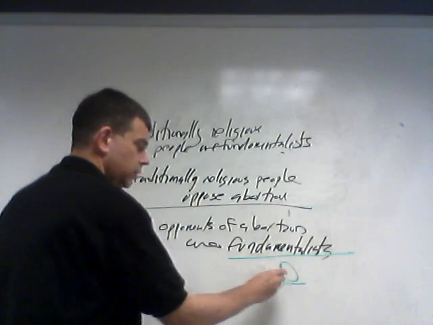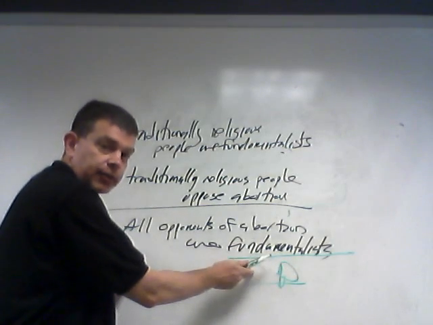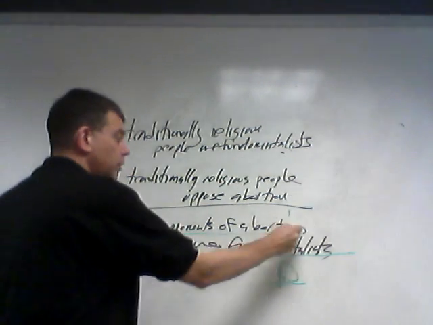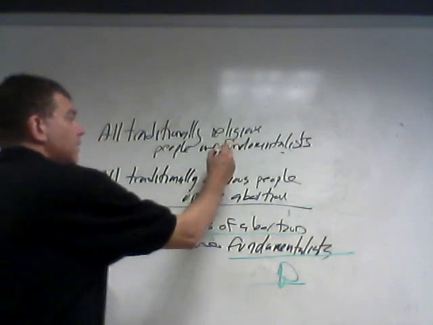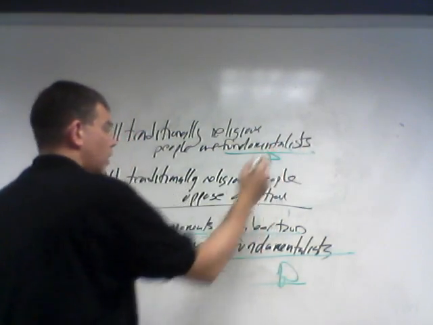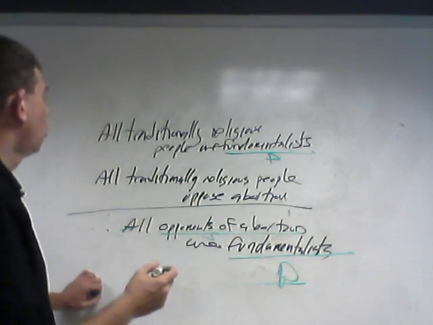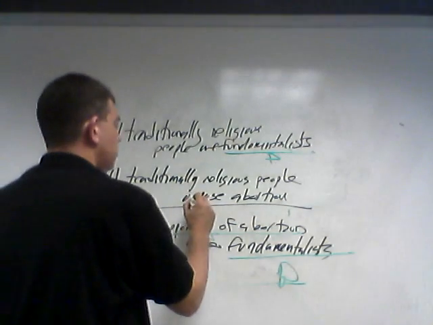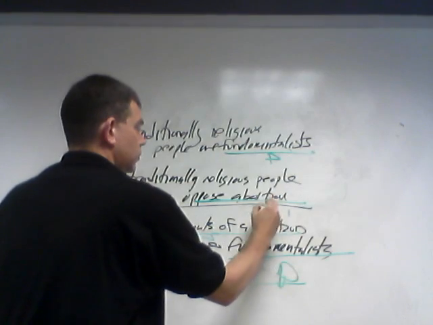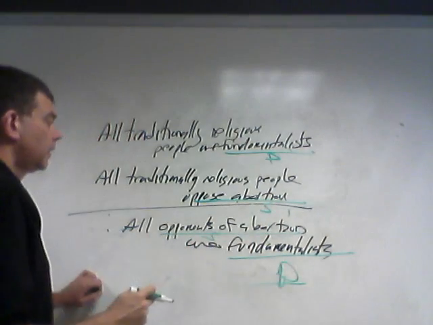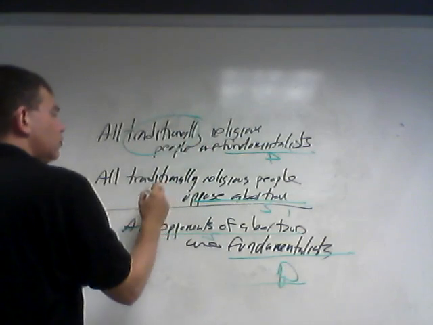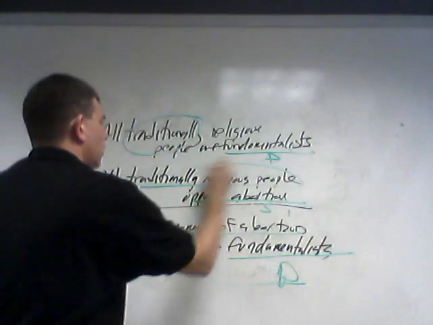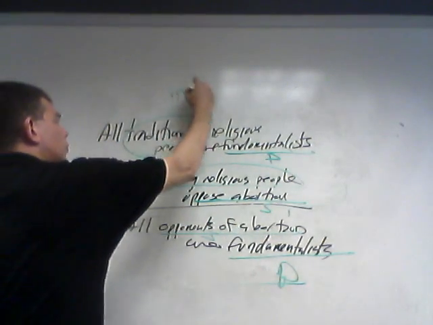Fundamentalists is your major term, because that is the predicate term in the conclusion. Opponents of abortion is your minor term. So, we know fundamentalists is your major term. We know opponents of abortion is your minor term. And then we now know that traditionally religious people is our middle term.